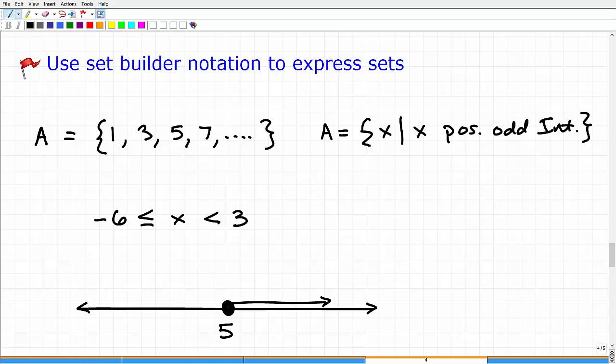Okay. So this is an example of set builder notation. I could say, hey, I want you to write out the set such that x, all these numbers x's, are going to be positive odd integers. So I can write it out this way or I can write it out this way. And this way is a little bit more descriptive of what's going on. Okay. So how about this next one?